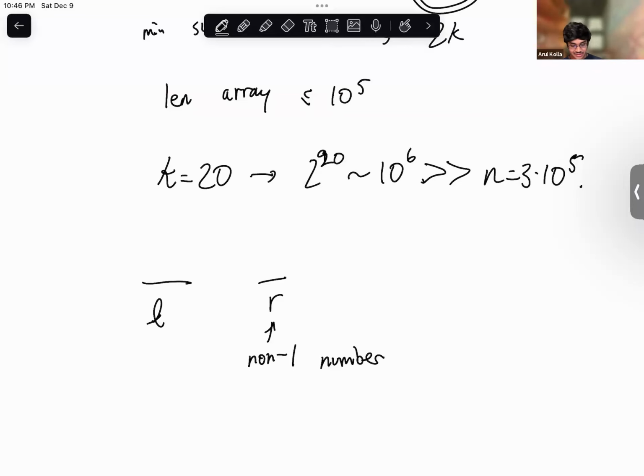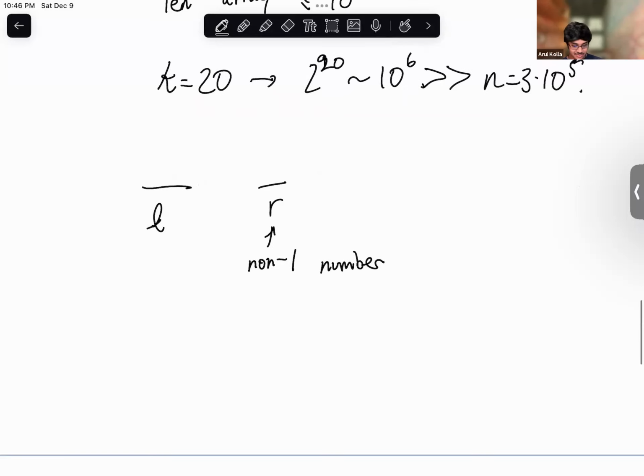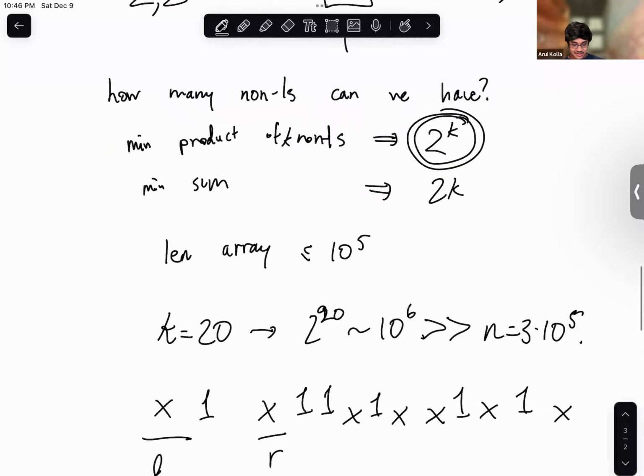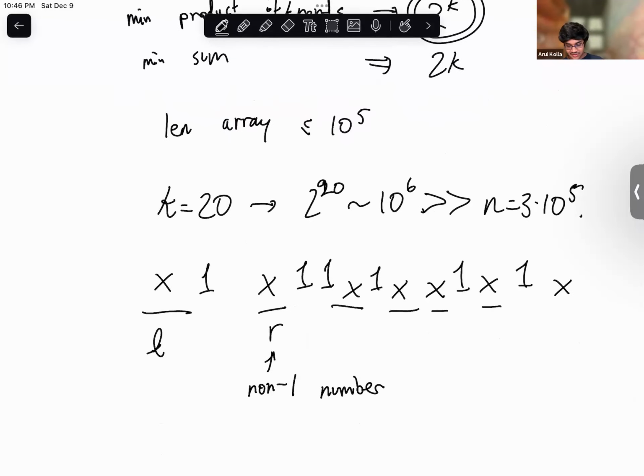So like if we mark the non-1 numbers, let me just pretend this is some array, right? And these x's are numbers that are not ones, and then these things are ones. Okay, right? Just some random array. We know that R can only be the first 20 values. R can only be one of 20 values.